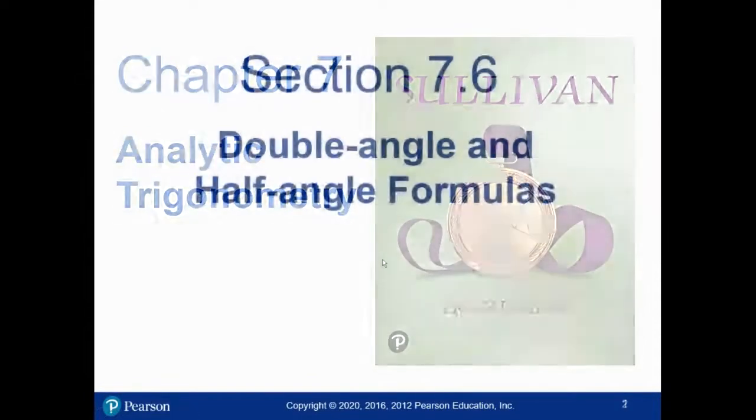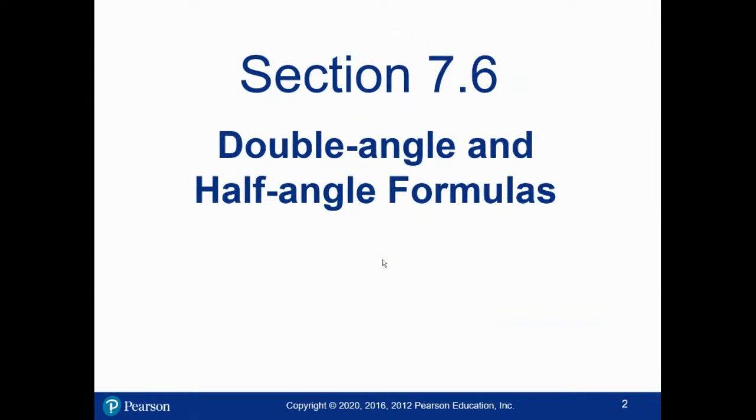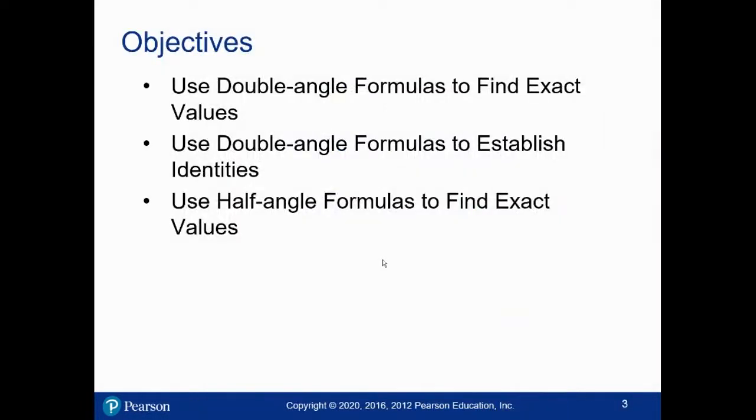And on we go into section 7.6, where we learn more and more identities to do with trigonometric functions. The ones in this section are called double and half angle formulas for reasons that will become quite obvious soon. And the objectives of this section are really quite straightforward. Use them and learn about them.